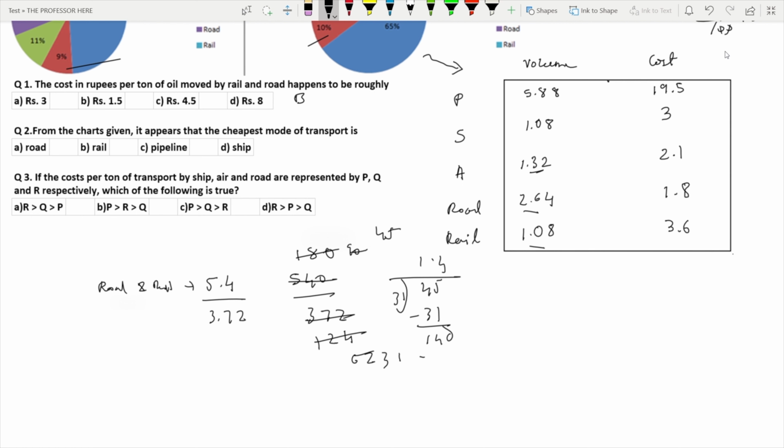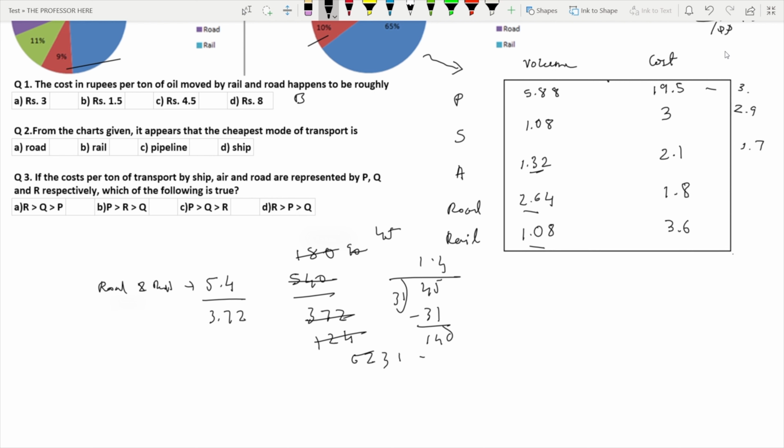Question number 2. From the charts given, it appears that the cheapest mode of transport is. So how to find the cheapest mode of transport? You have to find the cost per volume of every mode of transport, and whichever is less will be the cheapest mode of transport. You can divide each one of them exactly, but it will take more time. So I'm just going to take an approximate figure. First one is pipeline. 19.5 divided by 5.88 will give you about 3 point something. Next one is 3 divided by 1.08. Again slightly less than 3, 2.9 or something. Next one is 2.1 divided by 1.32. It will give you 1.7 or something near.